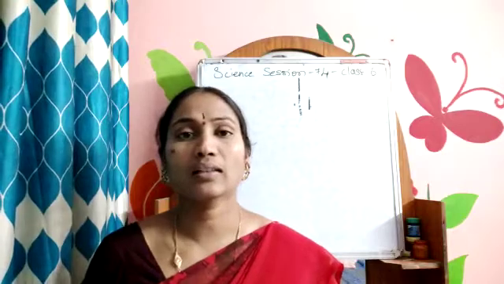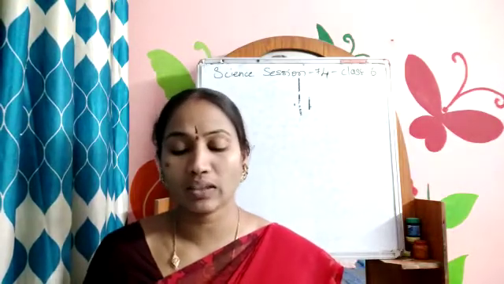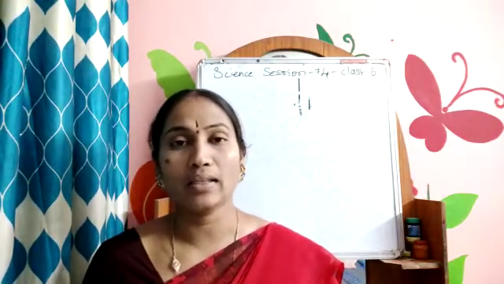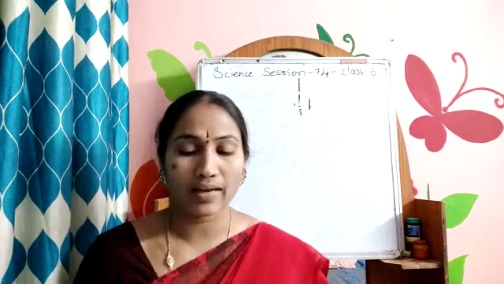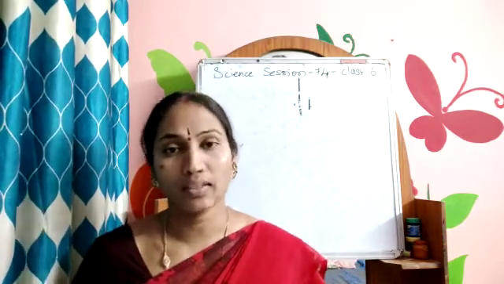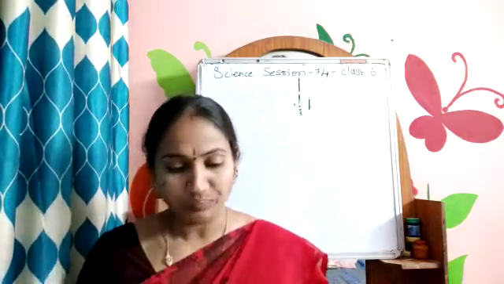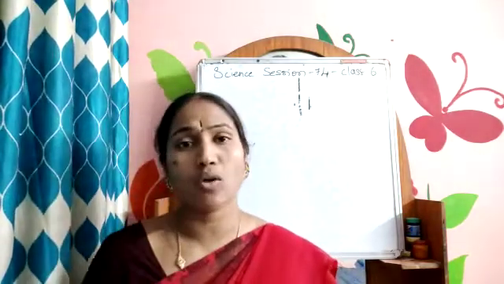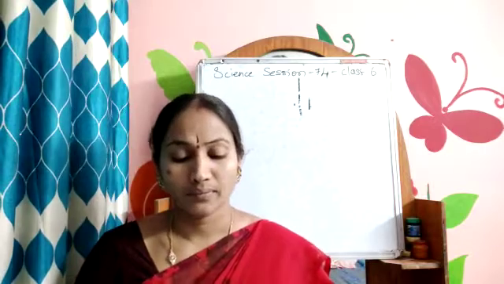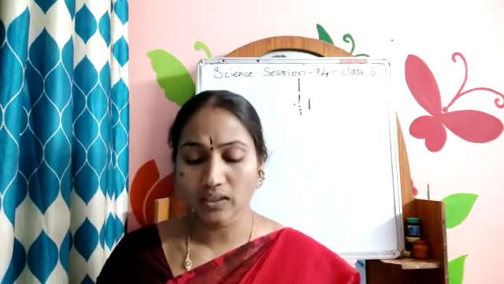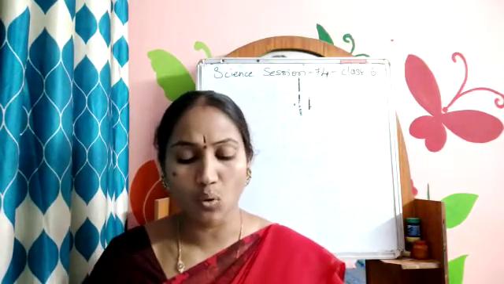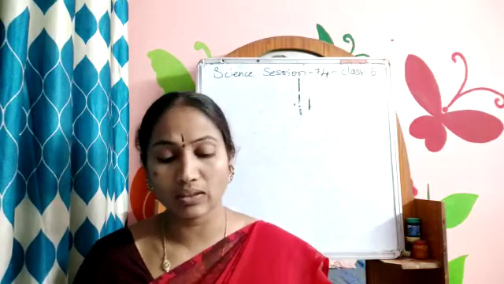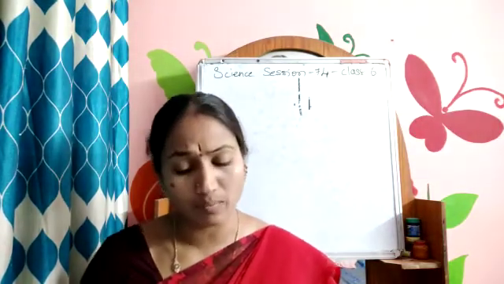Now we'll start our new chapter, lesson number 15, light, shadow and images. Light, shadow and images. Let us see. When I'm reading the lesson, please listen to the pronunciation. Okay. One day, Raju started from school to his home late in the evening. Page number 152, chapter number 15.